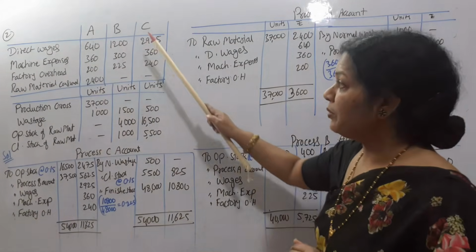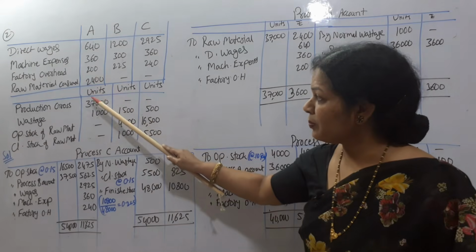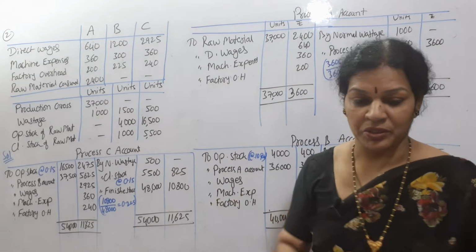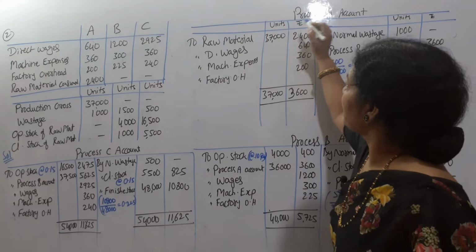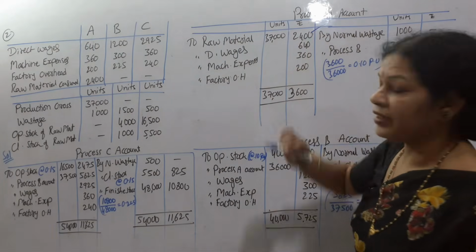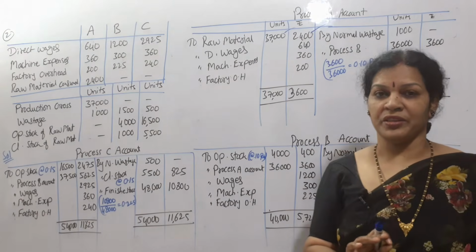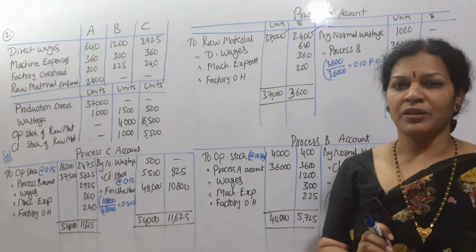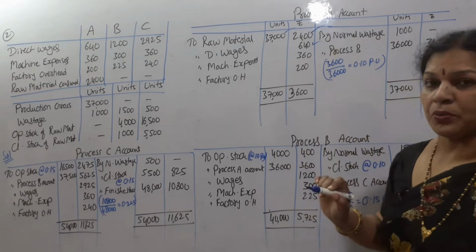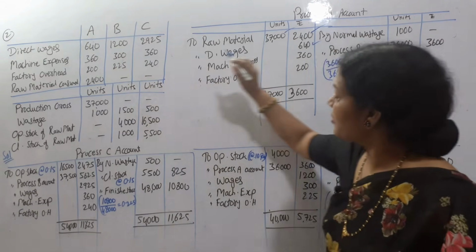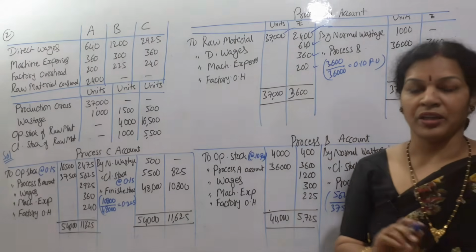Now what we have to do: first, direct material we have only in process A. So this production gross is given, 37,000 units. Raw material we have only in process A, that is I have written 2,400, and 37,000 units. Then after that we will post normal expenses. First one is direct wages 640, and machine expenses 360. Next factory overheads 200. That's all I have written.